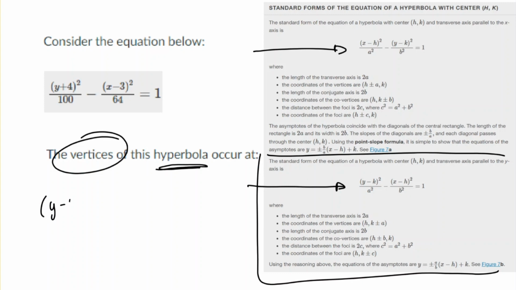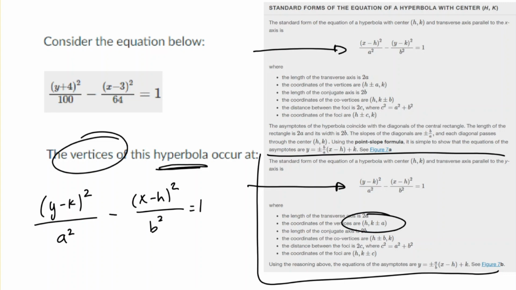I find it's helpful to write out the basic formula first so I know what I'm expecting. That way I can label and identify my terms, extract from the formula. And the vertices are h comma k plus or minus a. So once I know what k, a, and h are, I'll be able to find this.